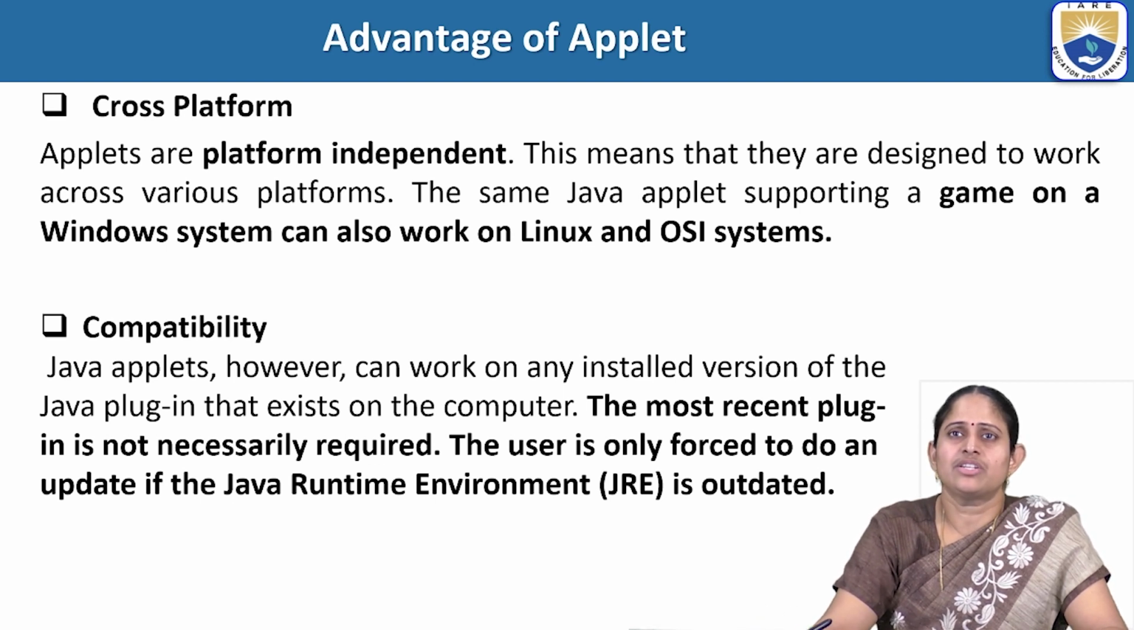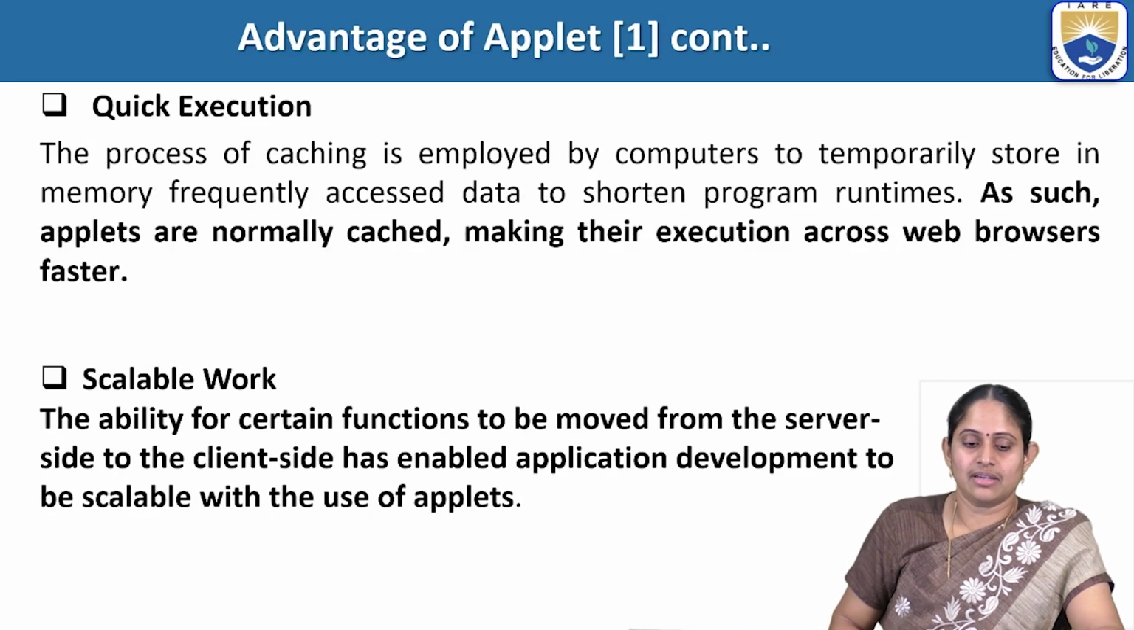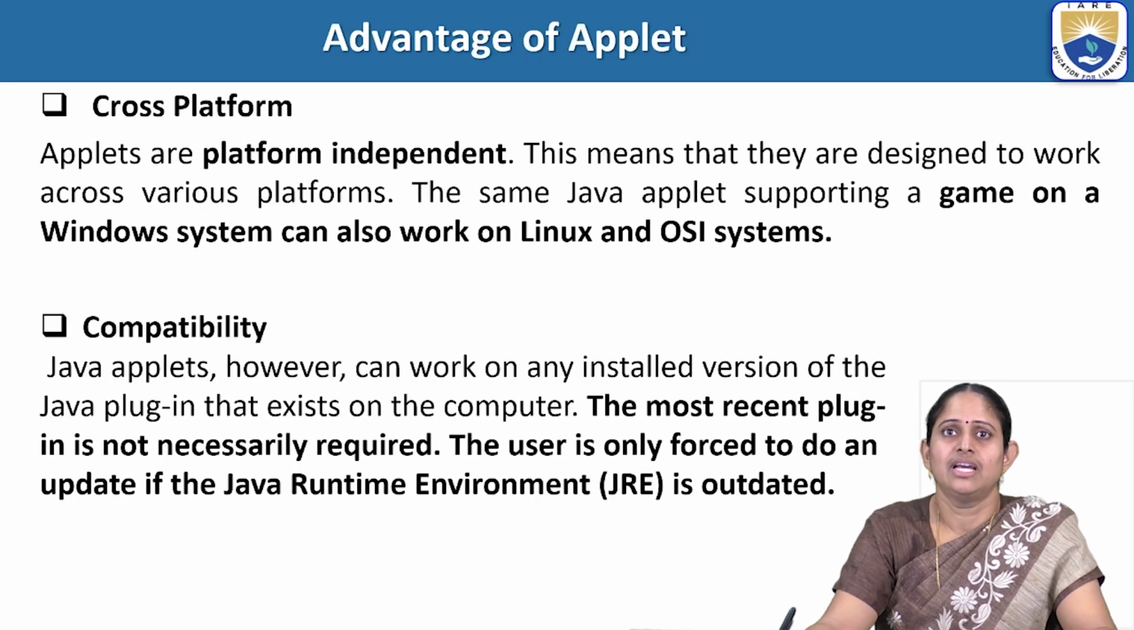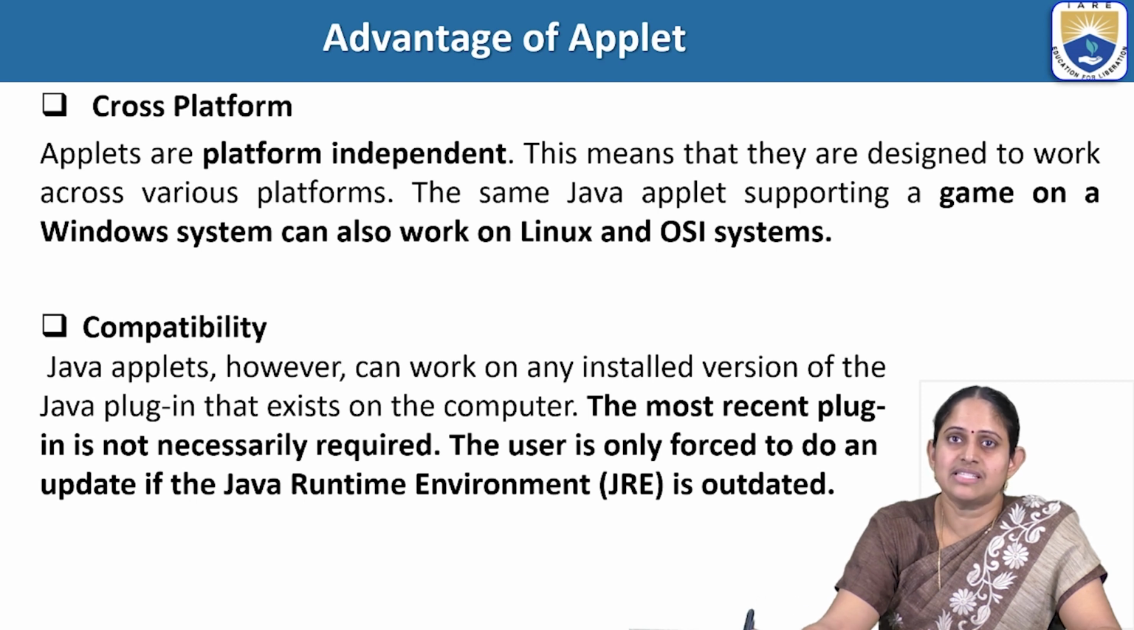Now let's look into some of the advantages of applets. They are cross-platform supported, compatible, quick in execution, and scalable. Now let's look into each of them. The cross-platform feature is achieved because of the platform independence of applets. They are designed to work across various platforms. The same Java applet can support a game on Windows systems as well as Linux systems.